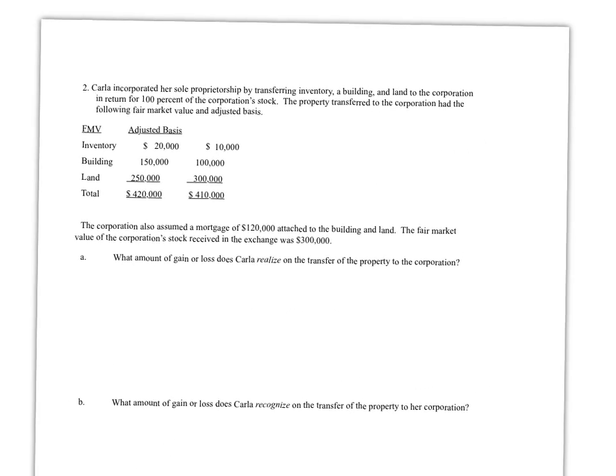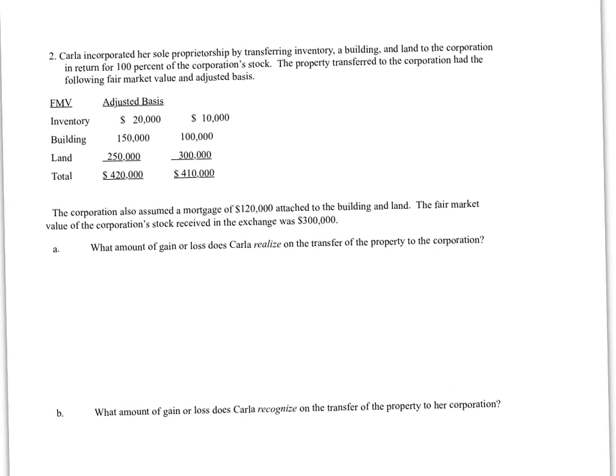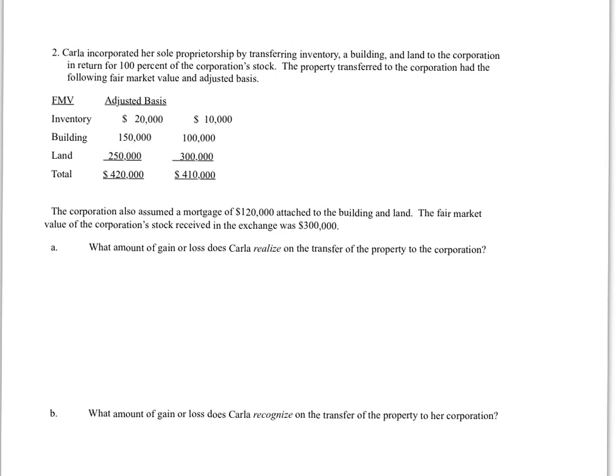All right, so here we have another Chapter 8 problem, and this problem is about Carla. And again, we're talking about the formation of a corporation. And so Carla's incorporating her sole proprietorship, and again, she's transferring inventory, a building, and land, okay? And she's getting 100% of the corporation's stock. So remember, that's important. The property transferred to the corporation has the following market value and adjusted basis.